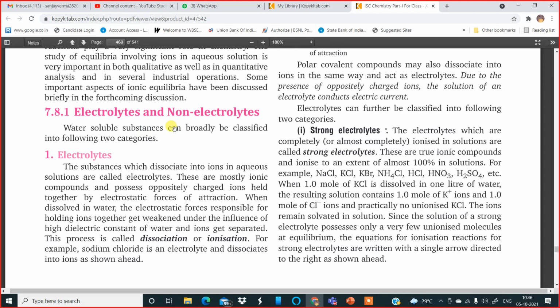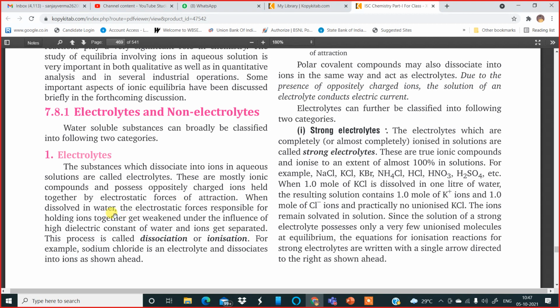Now, remember, water soluble substances can be broadly classified into the categories below. Electrolytes are substances which dissociate into ions in aqueous solution. Otherwise, if they don't dissociate, they are non-electrolytes. Further, electrolytes are mostly ionic compounds and possess oppositely charged ions held together by electrostatic forces of attraction.